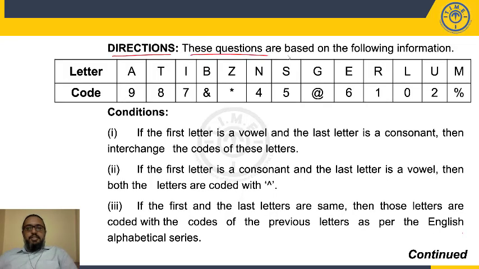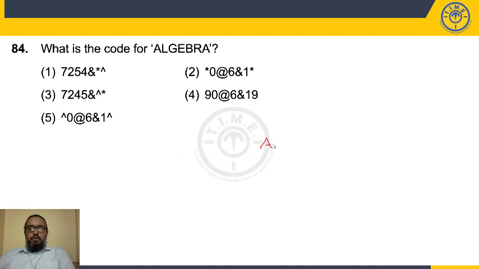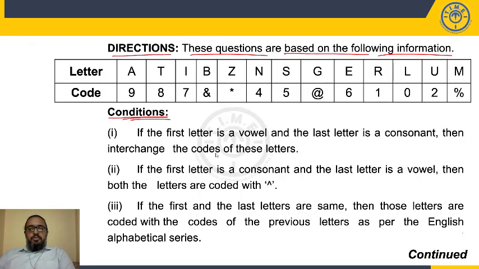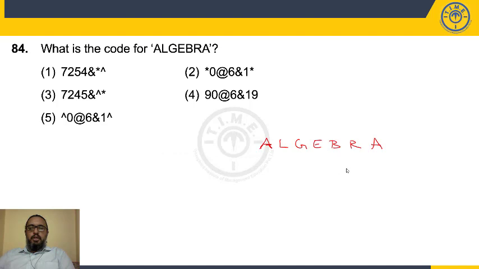Directions. These questions are based on the following information. You have a table where letters and their respective codes are given, and also some conditions are given. So we simply have to follow the conditions and use the table to answer the questions. What is the code for algebra? Let's start with the conditions. He says, if the first letter is a vowel and the last letter is a consonant. No, first and last both are vowels.